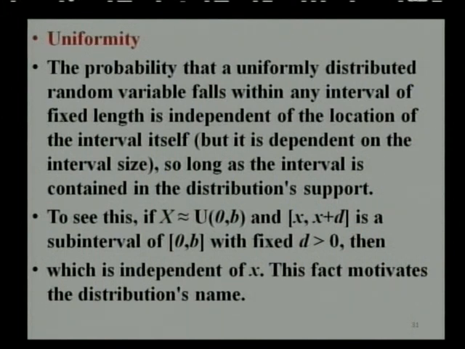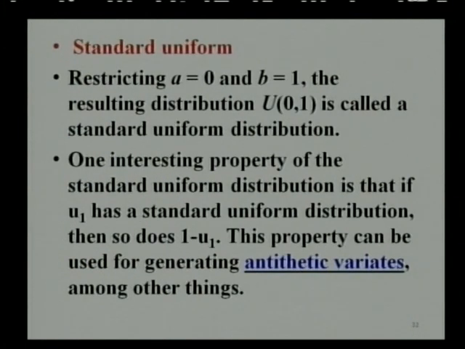Interval of 0 to b with value fixed at d equal to or more than 0, then we have a different kind of sample from the uniform distribution. And this is the case of independence of the variable x, and this fact motivates the distribution's name.